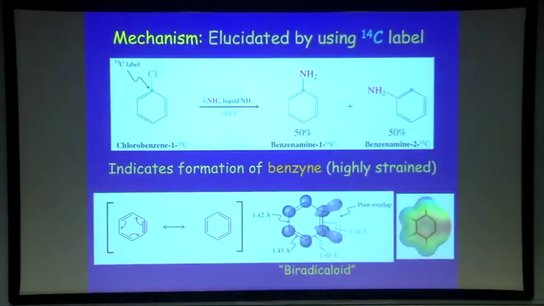Until a clever chemist, whose name is Huisgen in Munich, decided to do a labeling experiment where he labeled the carbon that was bearing the chlorine with C14. Okay? And he did the experiment with potassium amide. And if there is some kind of direct substitution on this carbon by the amide, perhaps by nucleophilic addition-elimination, then of course the only product you should get is this guy here, which bears the label at the carbon that bears the amino group. Okay? But he found that this was only half of the product. The other half was a product where the amino group wound up next to the label.